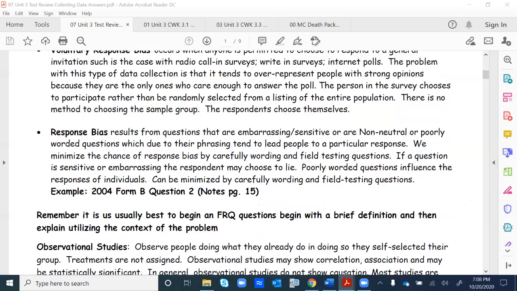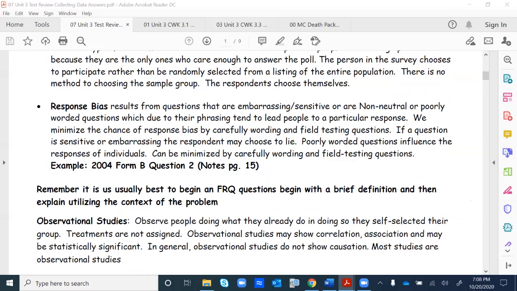etc. Response bias results from questions that are embarrassing, sensitive, or non-neutrally or poorly worded due to the phrasing, and they tend to lead people to a particular response. We minimize response bias by carefully field testing the questions.